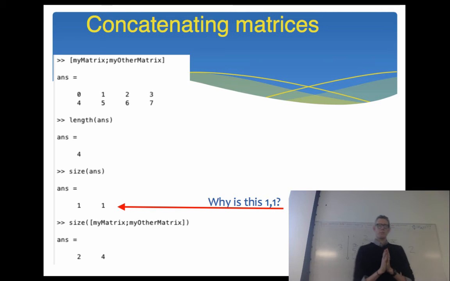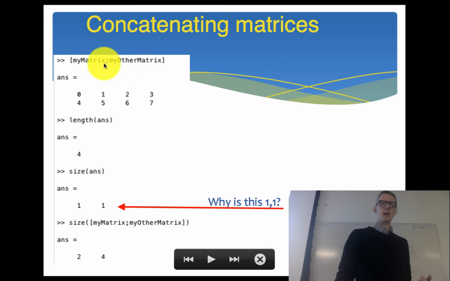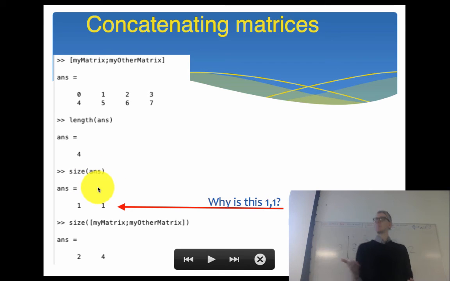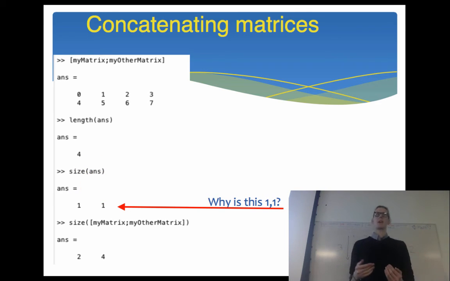So be aware of your answer variable and when it's updating, because you can fall into traps like this. I defined my matrix, and I have the ANS variable set to my concatenated matrix. I then check the length of my ANS variable, and it's telling me it's 4 long because the largest dimension is 4. I then check size of ANS, and I was expecting to get 4 back, but I'm getting 1, 1 back.